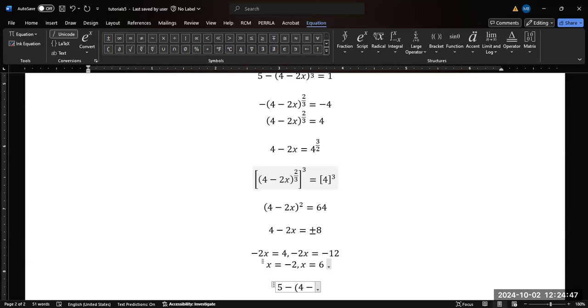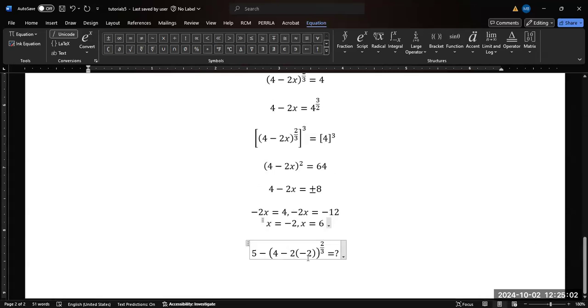So 4 minus 2 times negative 2 to the 2/3 power equals question mark. Well, let's see what happens. So we've got 5 minus... So this is negative 2 and negative 2 is 4. So 4 plus 4 is 8 to the 2/3. And 8 to the 2/3 is actually 4. 5 minus 4 is equal to 1.